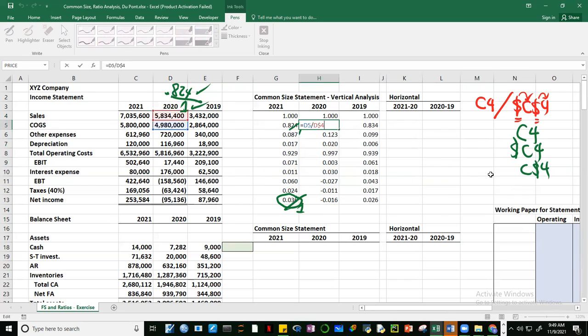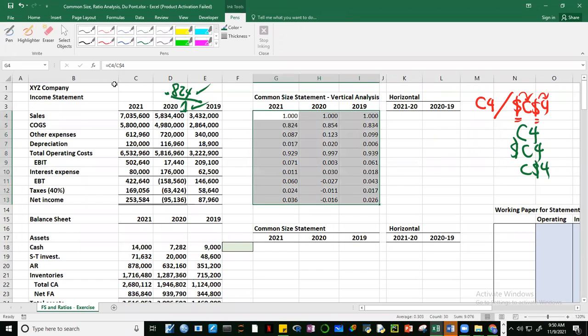Let's check. So it's D5 divided by D$4. Anywhere you go here, guys, you notice now that we have the correct formula because we're now dividing by the sales of each particular year. There, C11 over C$4. Let me just delete this. So this is now the correct answer.